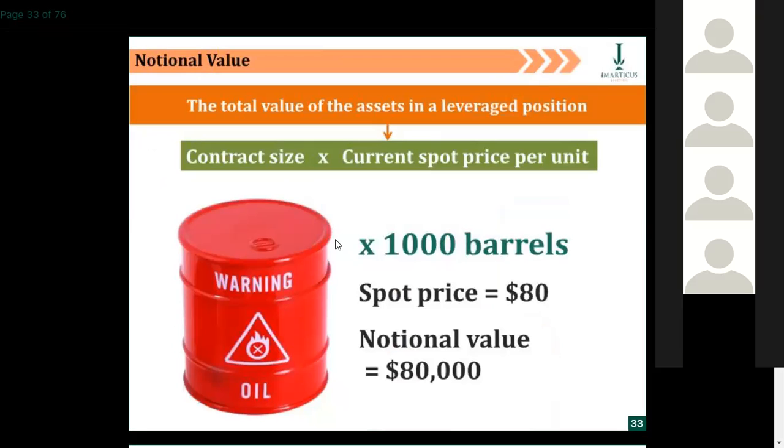Okay. Now, total value of the asset. So notional value is the leveraged position. Contract size multiplied by the current spot price per unit becomes your notional value. So the contract value is called the notional value. Like in our case, what was the notional value? 405 was the contract price of the derivative, and 1500 was the contract size. So 1500 multiplied by 405 becomes the notional value of the contract, which you pay only when you settle.